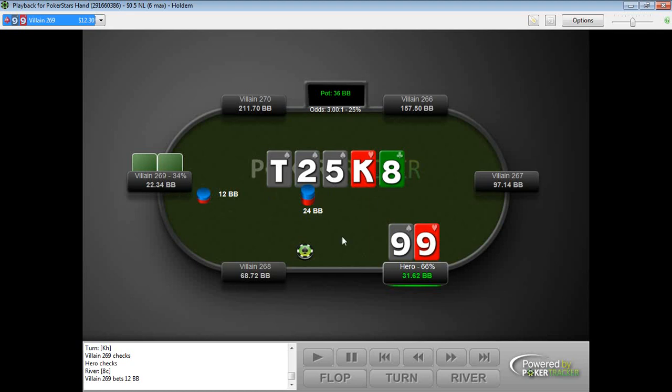But I'm definitely concerned about 10-8, and definitely concerned about a set here. There are no draws. No draws are filled out here, so we're okay with that. Now, unfortunately, we have to definitely call this here. I don't think there's any way we can fold this.